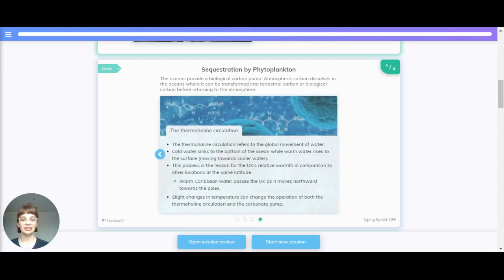The Thermohaline Circulation. The Thermohaline Circulation refers to the global movement of water. Cold water sinks to the bottom of the ocean, while warm water rises to the surface, moving towards cooler water. This process is the reason for the UK's relative warmth in comparison to other locations at the same latitude. Warm Caribbean water passes the UK as it moves northward towards the poles. Slight changes in temperature can change the operation of both the thermohaline circulation and the carbonate pump.